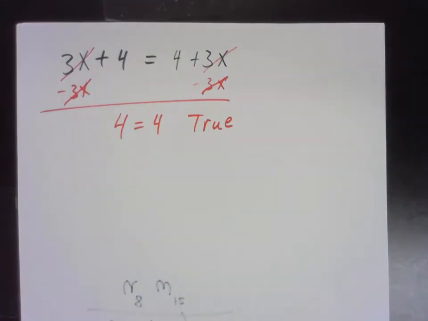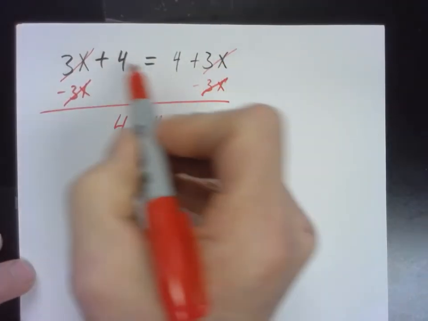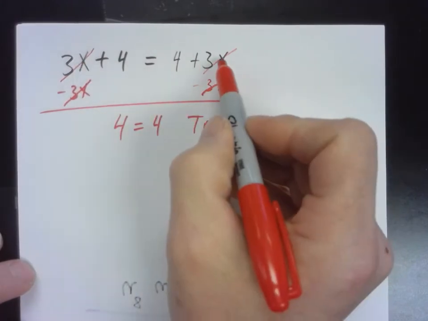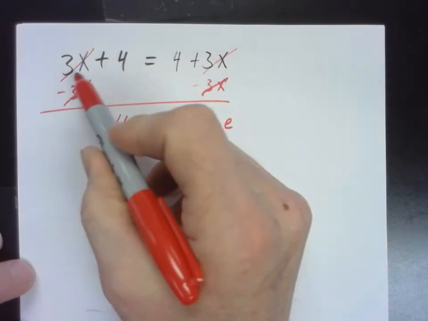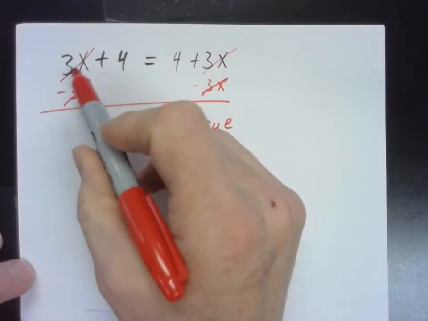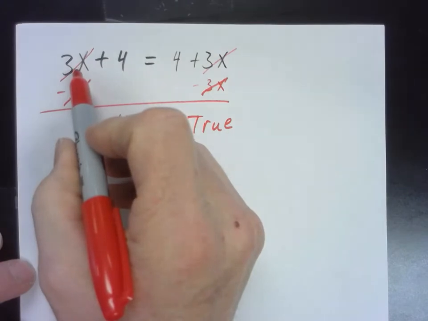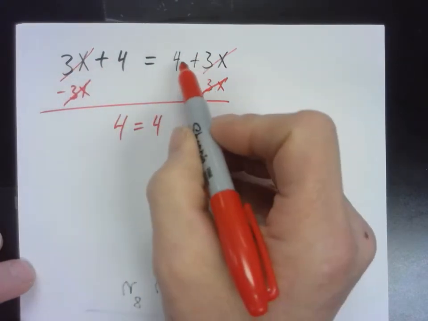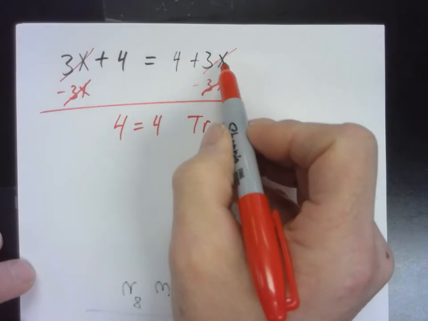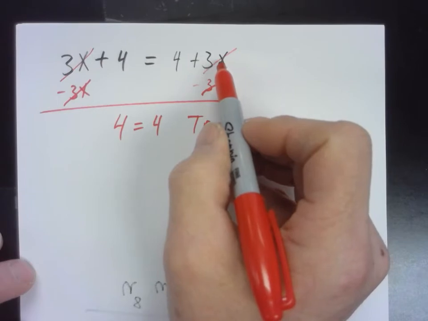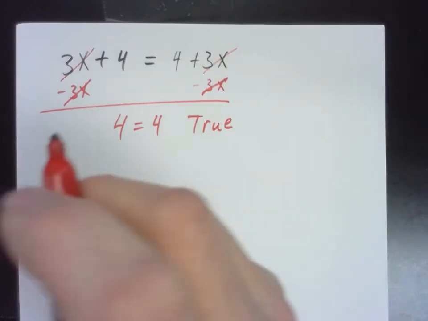Now I want you to think about this original equation. What could x be? Could x be a 0? Would that make it true? It would be 0 plus 4 equals 4 plus... Could x be a 2? Yeah. 3 times 2 plus 4 equals 4 plus 3 times... Does that work? Could x be a 10? Okay, could x be a negative 10? Can you give me a number that x could not be?